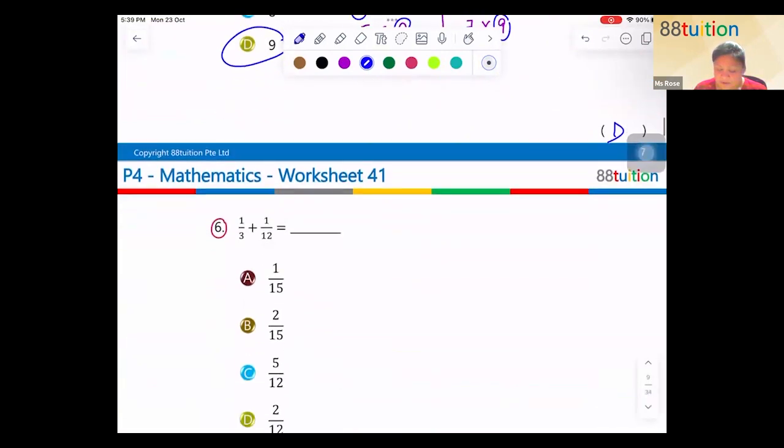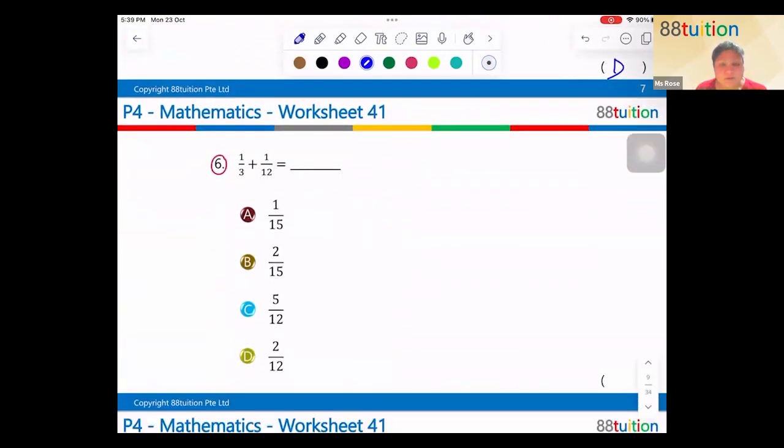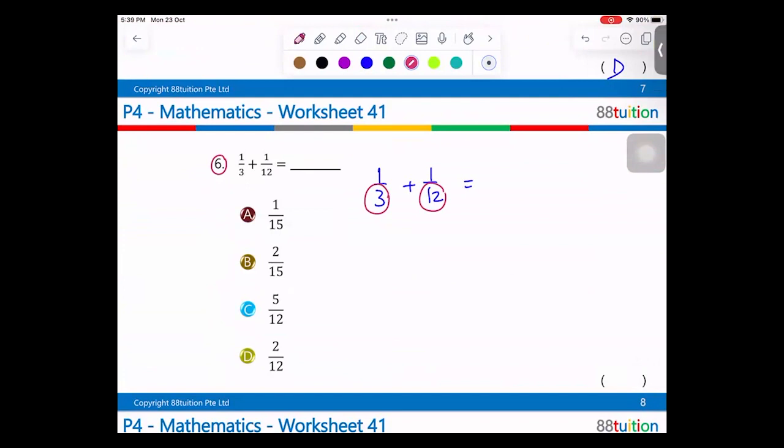Okay, all right, question number 5. Now, question number 6, most of you got it right. So I'm just going to quickly run through this answer. So 1 over 3 plus 1 over 12. What do we need to do? We need to make sure that these two denominators are the same. So how do I make an equivalent fraction for 1/3? What do I have? 1/3, the numerator times 4 and the denominator times 4.